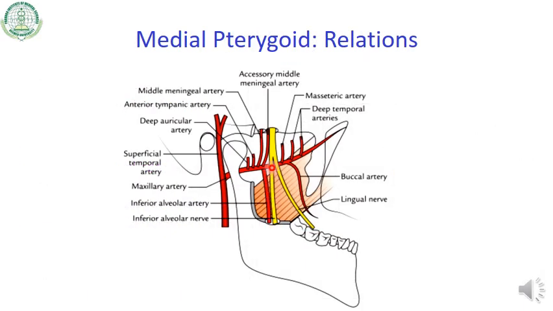The inferior alveolar nerve, then the inferior alveolar artery, all these structures lie lateral to the medial pterygoid. So these are the lateral or superficial relations of the medial pterygoid. Along with that, you can see the terminal portion of the maxillary artery with the deep temporal and masseteric artery also lying lateral to the medial pterygoid.